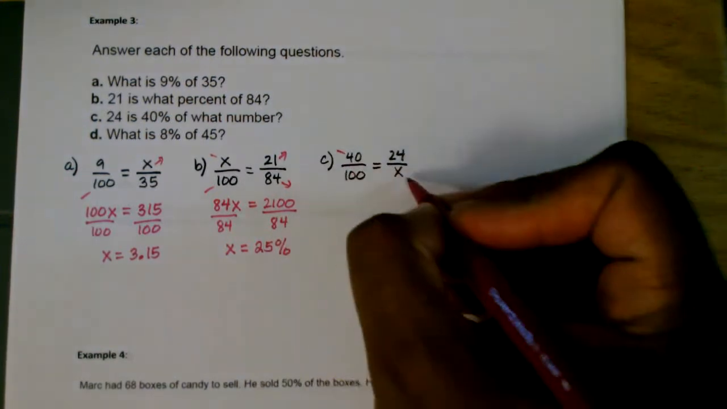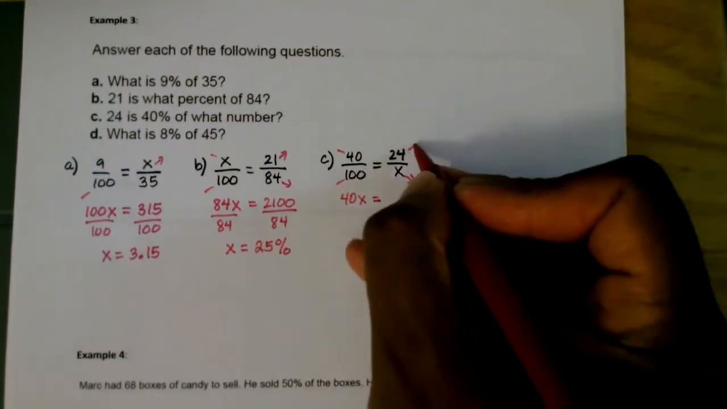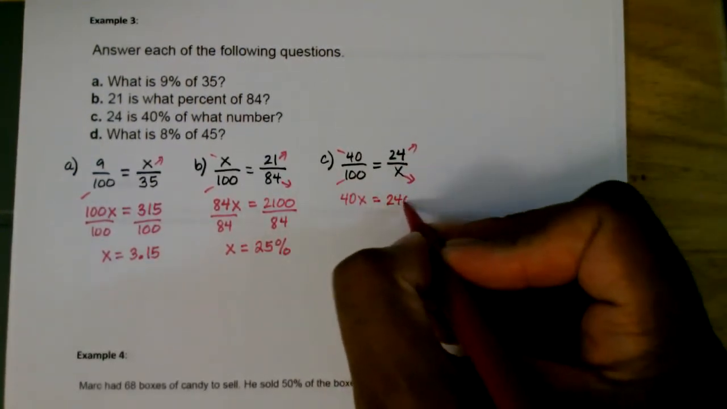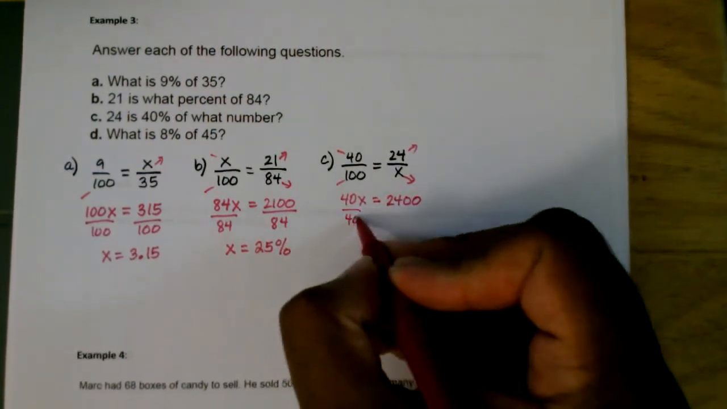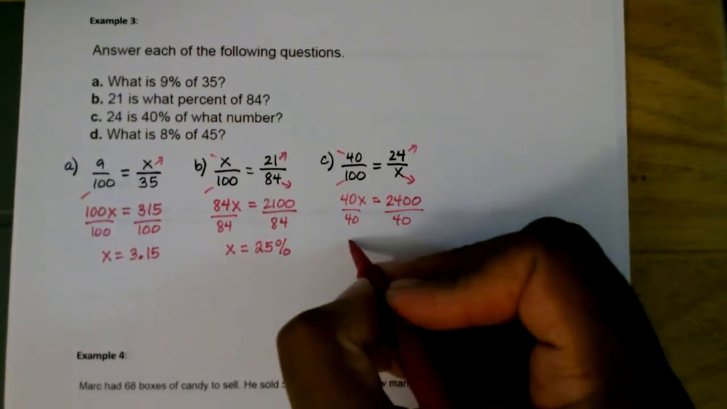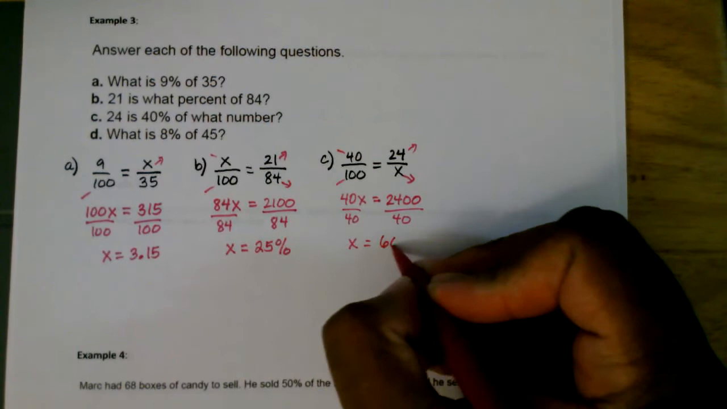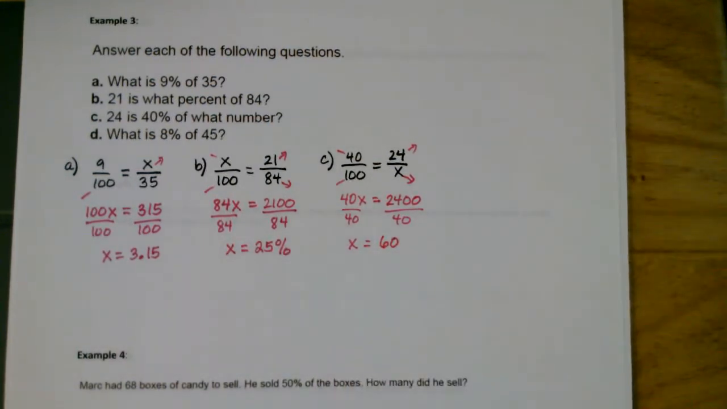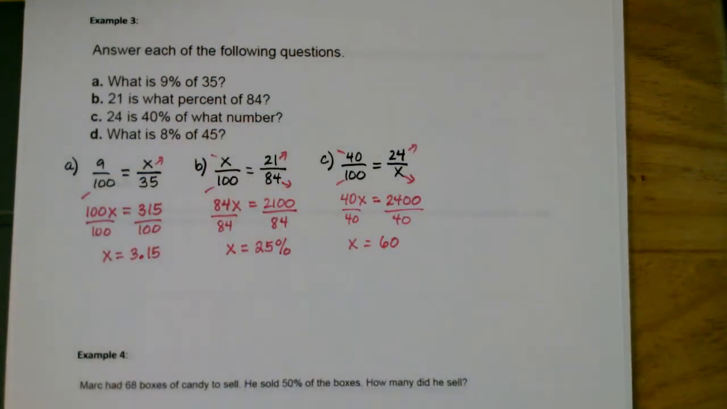Let's cross multiply. 40 times x, 40x, equals 100 times 24, 2400. So we got 40x is equal to 2400. So now we divide both sides by 40. So this is 2400 divided by 40. That would give me 60. And do we need the percent sign? The answer there would be no, because we're looking for of what number, and that number that we're looking for is 60.